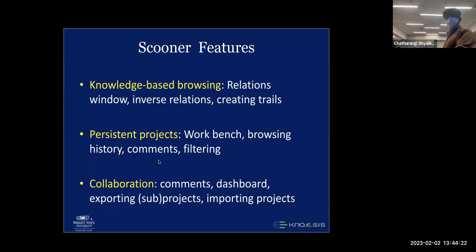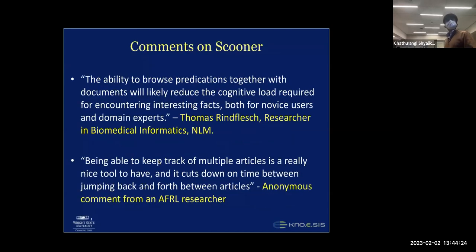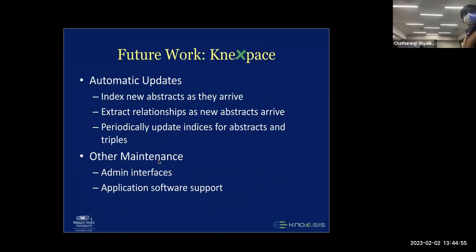So there are all for the practical things also. So this is what scientists found. The ability to browse predications together with documents will likely reduce the cognitive load required for encountering interesting facts, both for novice users and domain experts. And being able to keep track of multiple articles is a really nice tool to have, and it cuts down the time between jumping back and forth between articles. So those are the kind of problems we solve.